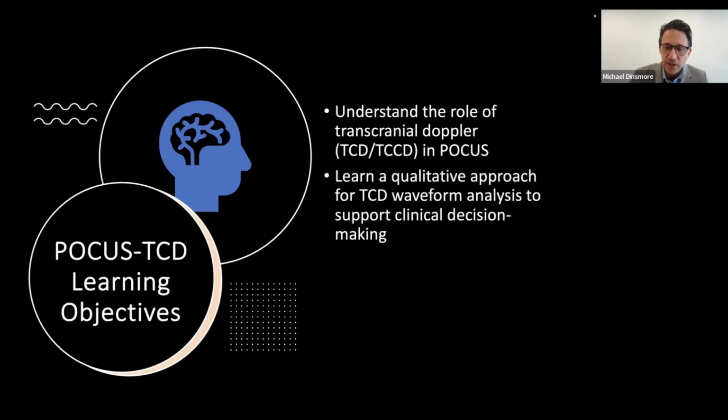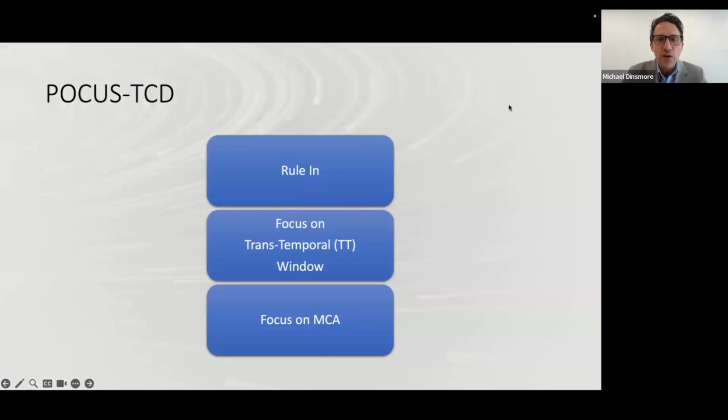Okay, so I'd like to touch on this a little bit this morning. Just to reiterate, this is a rule-in, so it's only for a few things. If we actually need to rule out some clinical diagnosis, you have to go to a formal TCD setting. So what we're only going to focus on this morning is the transtemporal window, and we're only going to focus on the MCA.